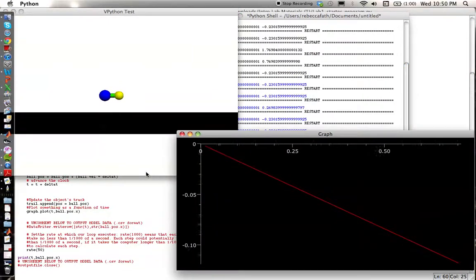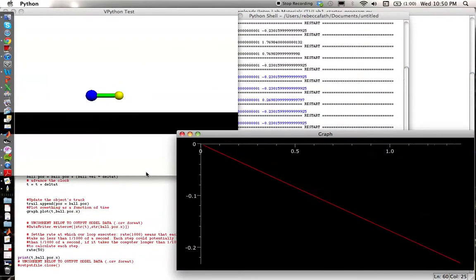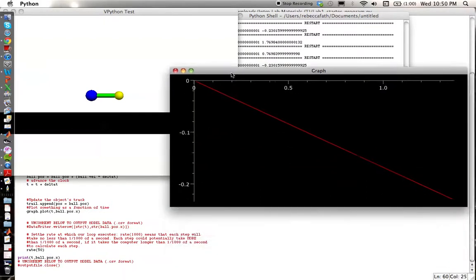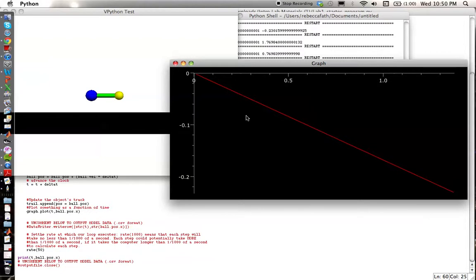you can see the ball, or the smiley, which is the blue object, moves constantly to the left from the origin. As you see on the graph here, time being the x-axis, position being the y-axis, it moves at a constant velocity because the velocity is our slope in this situation, and it's a constant velocity.